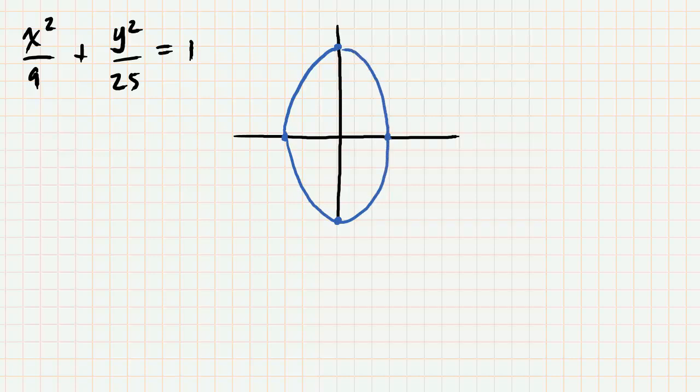The major axis is vertical. The major axis is the longer axis. It's under the bigger numbers under the y's, so we have a vertical axis here as our major axis.